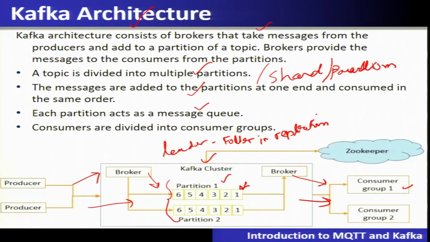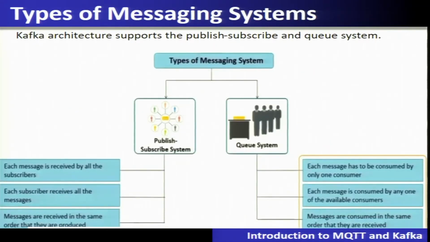Now, if that particular leader is down for a particular partition, then it has to use ZooKeeper for leader election. So, let us see the types of messaging systems. Kafka architecture supports both the publish-subscribe and the queuing system.